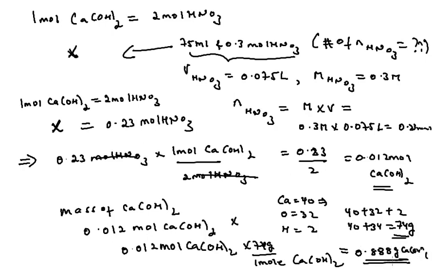So the idea here is that if you have 0.3 molar nitric acid and 75 milliliter of nitric acid, how many grams of calcium hydroxide do you need? You need 0.88 grams of calcium hydroxide to do your neutralization reaction. Remember, a neutralization reaction is a reaction between acid and base, and the product is always salt and water.